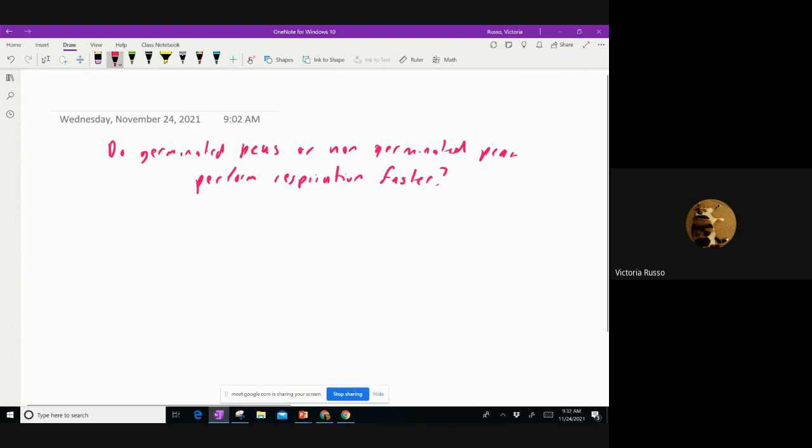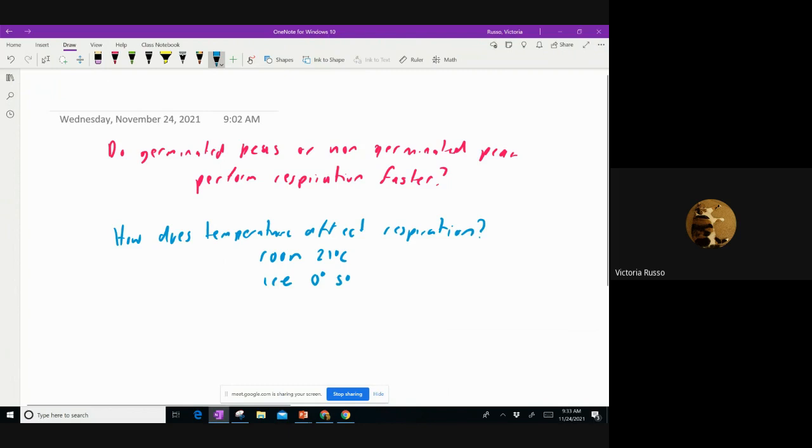And then the second question that we're going to be looking at is how does temperature affect respiration? And we're going to be doing only two temperatures. We're going to be looking at room temperature and then ice. So room is usually around 21 degrees Celsius. Ice will be somewhere between like 0 and 5 degrees Celsius usually. So that is the plan for that.